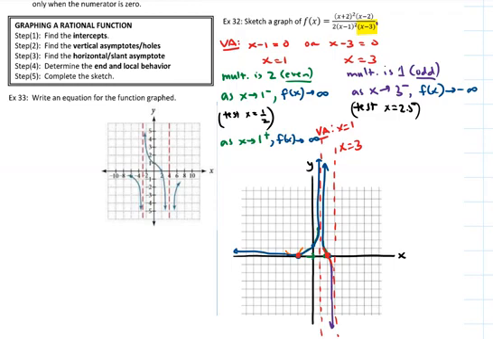Now, if we know our multiplicity of that denominator factor is 1, that means our function is going to approach opposite infinities. So we automatically know as x approaches 3 from the positive side, our function must approach positive infinity. So something's happening up here.